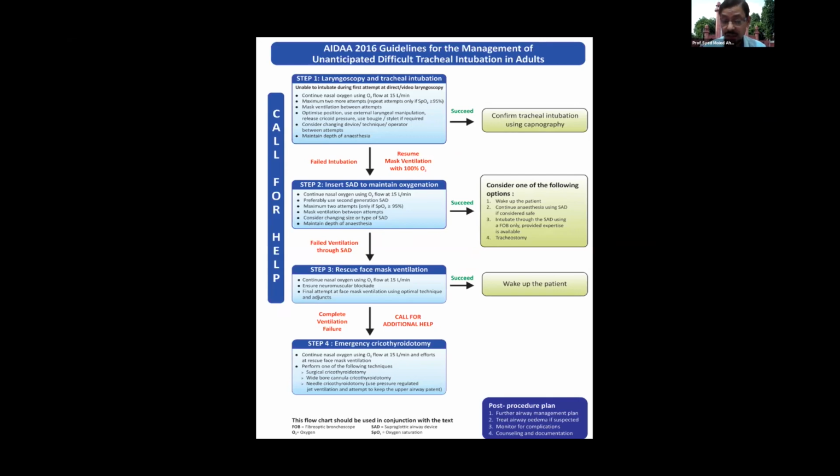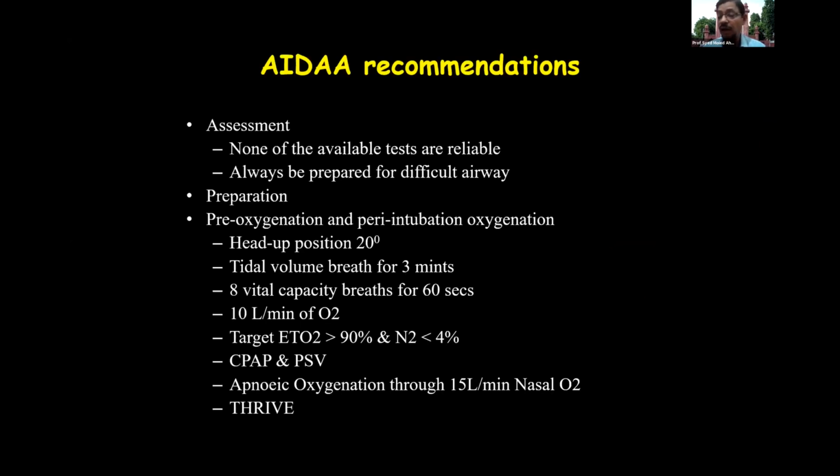So the first thing is the unanticipated difficult airway in adult patient, which has 4 stages, and the first stage is difficulty during tracheal intubation. Now, ISA always recommends that you need to assess the patient. Most importantly, they emphasize that you need to assess, but always remember, none of the tests are reliable. Always be prepared for difficulty. So you need to have a difficult airway trolley. Preparation, as I said, is very important. You need to have a preparation and a backup plan as well.